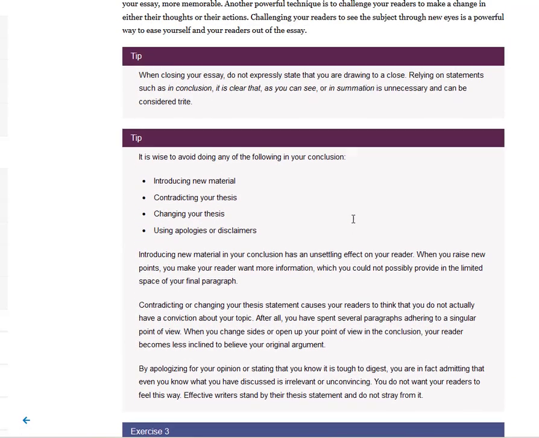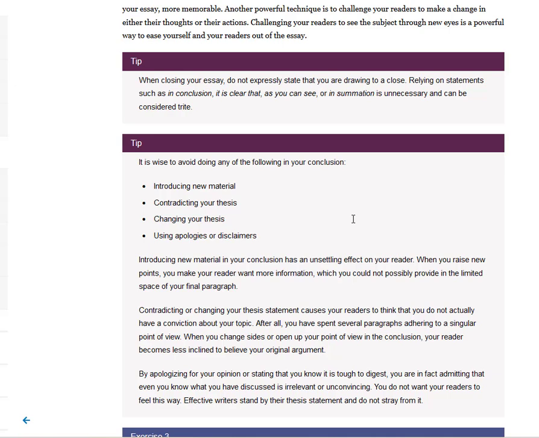So it is wise to avoid doing any of the following in your conclusion: introducing new material, contradicting your thesis, changing your thesis, using apologies or disclaimers. Introducing new material in your conclusion has an unsettling effect on your reader. When you raise new points, you make your reader want more information, which you cannot possibly provide in the limited space of a final paragraph.